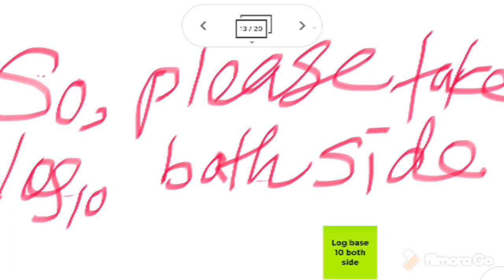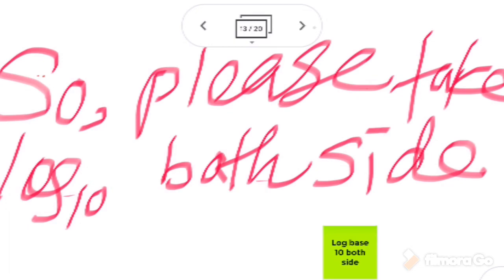Now you can start to press your calculator. n minus 1 is more than 15.6208. Now n is more than 15.6208 plus 1, so n is more than 16.6208.